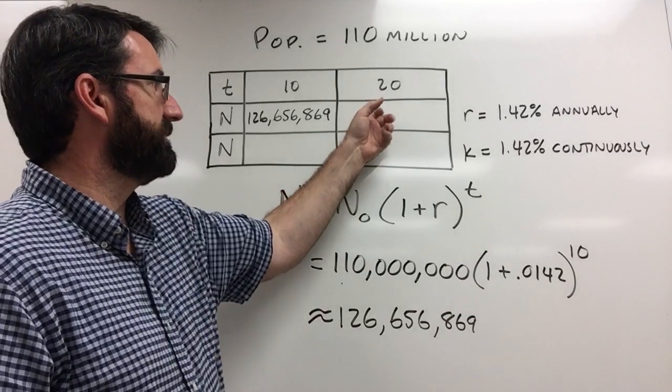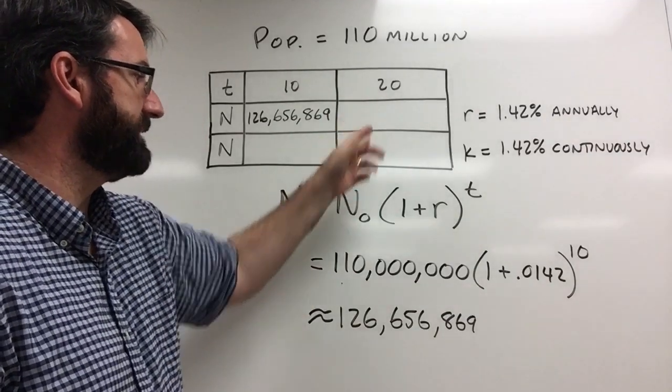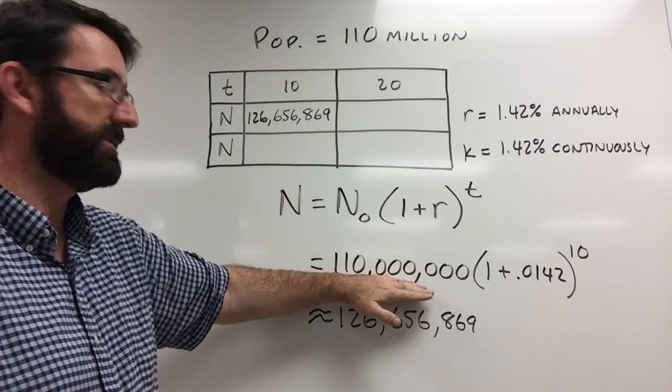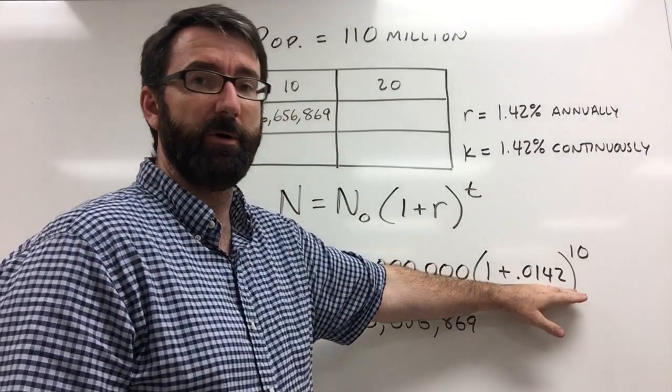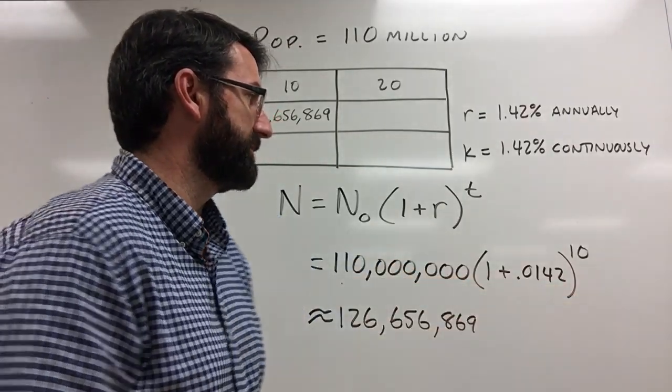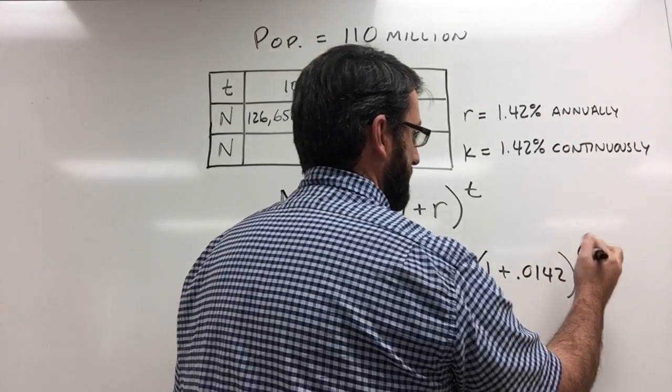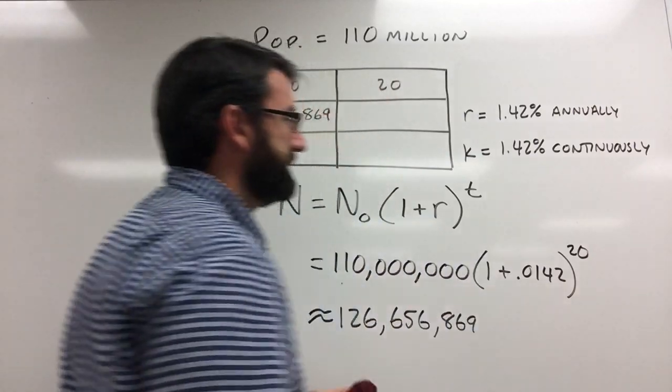All right, so next we're going to do this for 20 years. Everything's going to stay the same. We still have an initial population of 110 million. We still have an annual growth rate of 1.42%. The only thing we're going to change is this is now going to be 20 years.